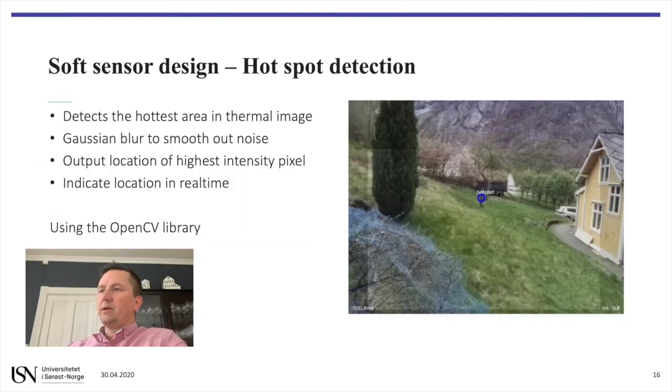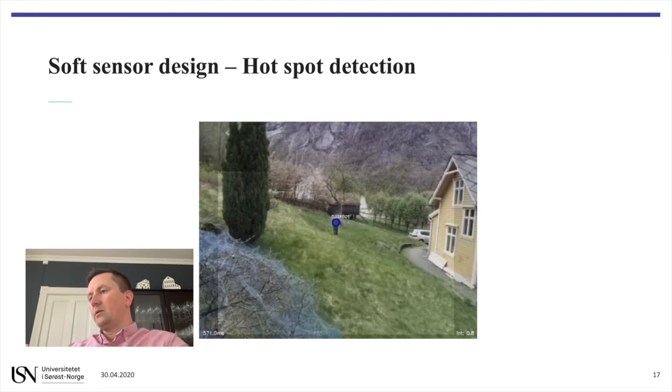We also implemented a hotspot detection, which should detect the hottest area in the thermal image and output the position of that in the image. The way we do that is that we smooth out the noise in the thermal image by using Gaussian blur, and then we output the location of the highest intensity pixel in that smoothed image. We got the Raspberry Pi to indicate this location in real time using the OpenCV library. And you can see here that the hotspot is following the person in the image.